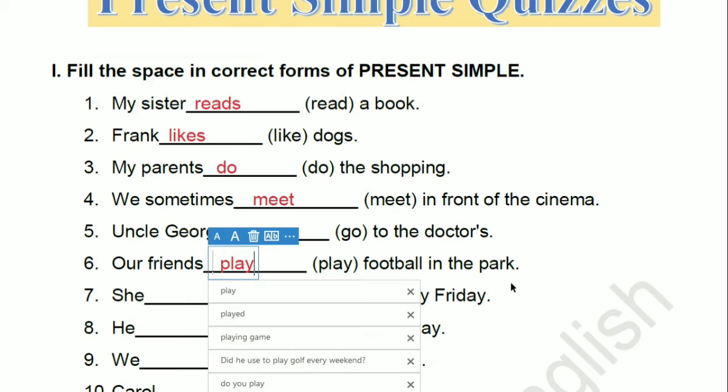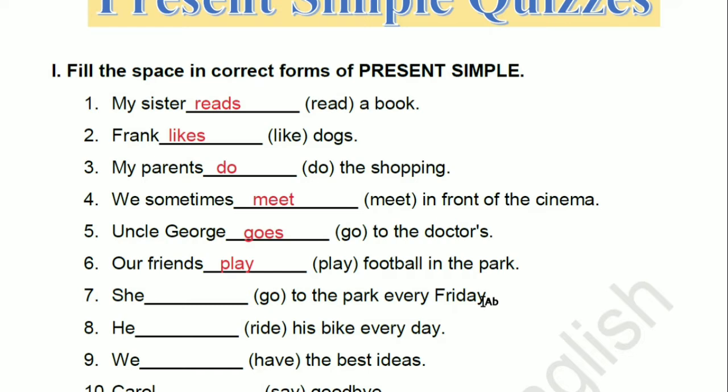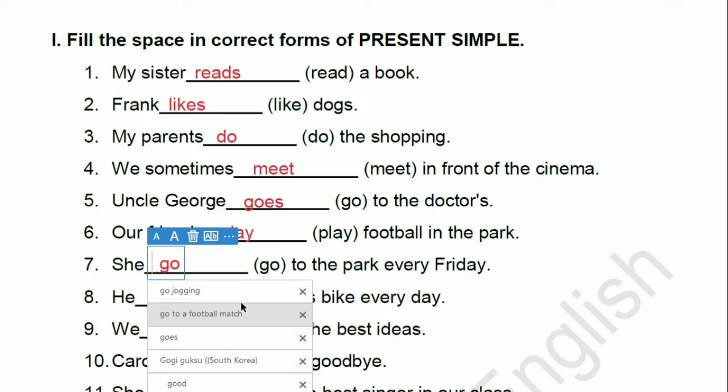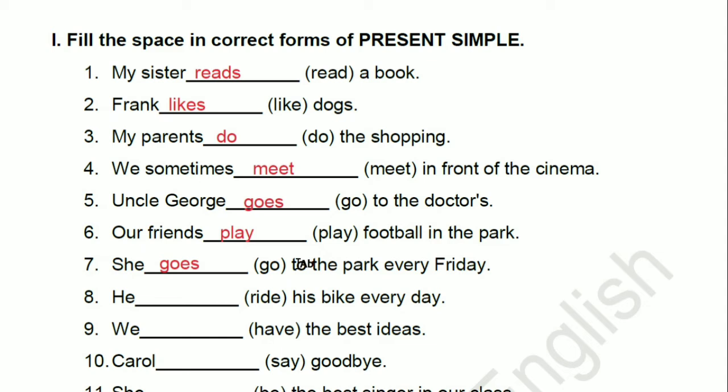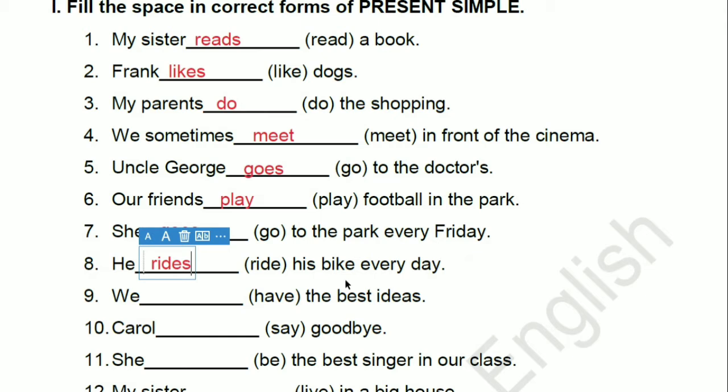Play. And number seven, she, to the park every Friday. Go. So she goes. Go finishes with O, so you have to add ES, right? So she goes. Number eight, he, ride his bike every day. So he, third person singular. So ride with S, right? Rides. Okay. He rides his bike every day.